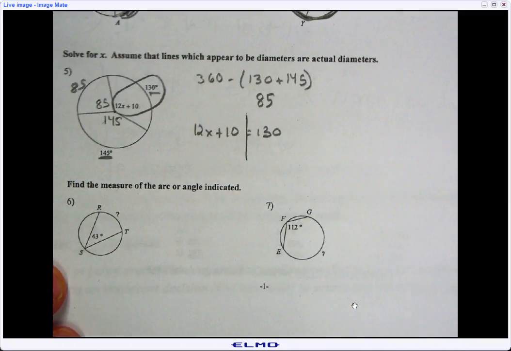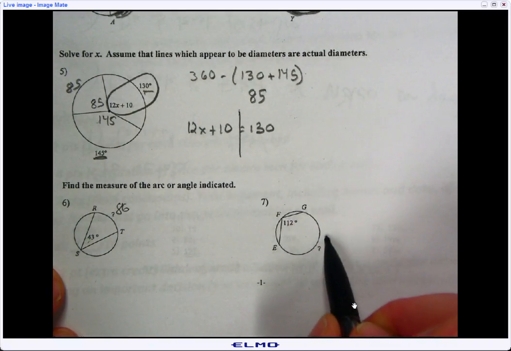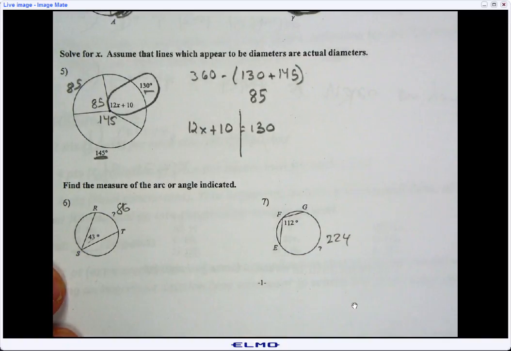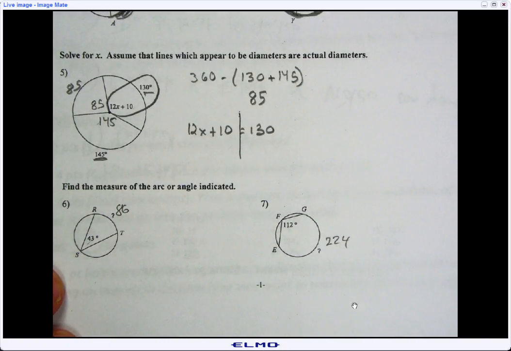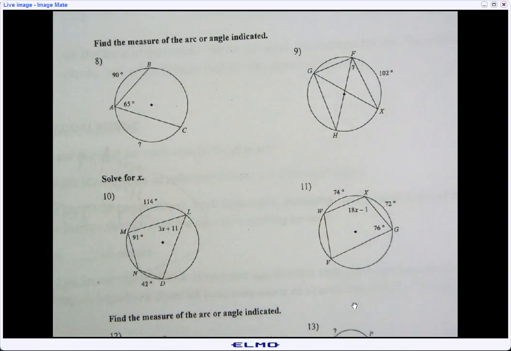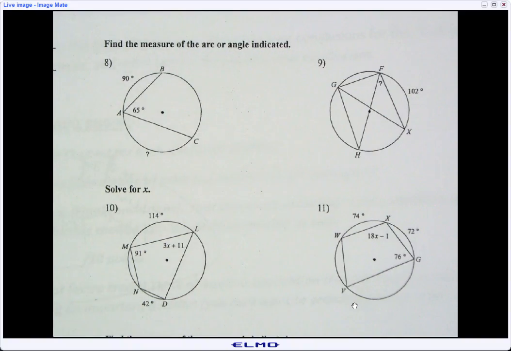Pretty straightforward. Double 43, you get 86. Double 112, you get 224. The biggest mistake made on these is always doubling or always taking half, depending on what the question is. Okay, let's keep going here. So now we get to the inscribed angle problems that we did the code search for, and we used highlighters to figure out what angle we're talking about. So use that strategy. I didn't see a lot of highlighters on the quiz.